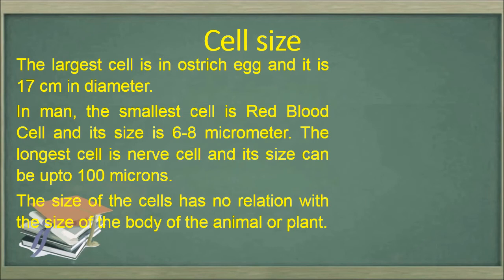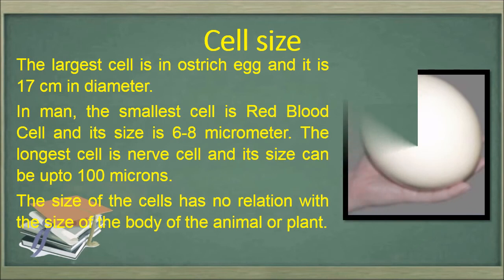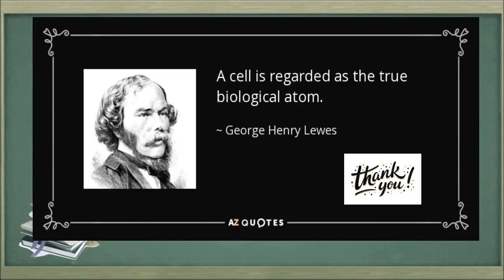The size of the cell has no relation with the size of the body of a plant or animal. So you can see the picture of an ostrich egg. You can see in the picture a human being is holding this egg. So from that you can get an idea how big it is. So ostrich egg is the biggest cell. If you talk about a hen egg, even they are a cell. But among eggs also, ostrich egg is the biggest one. So that's why we call it the biggest cell.